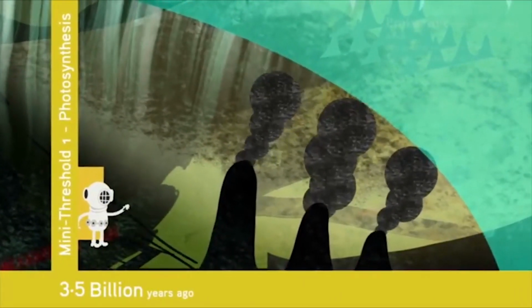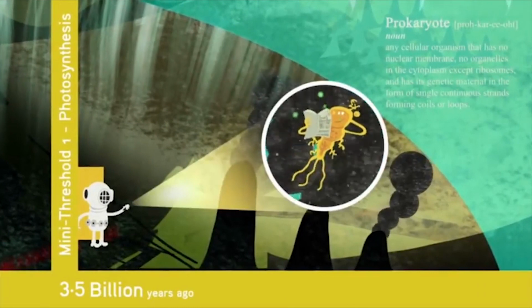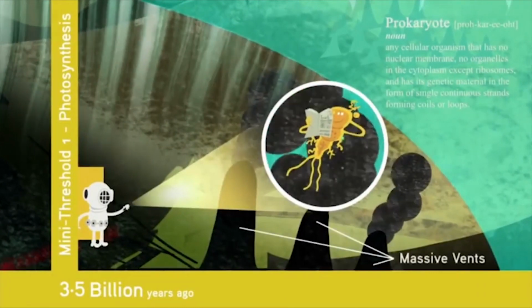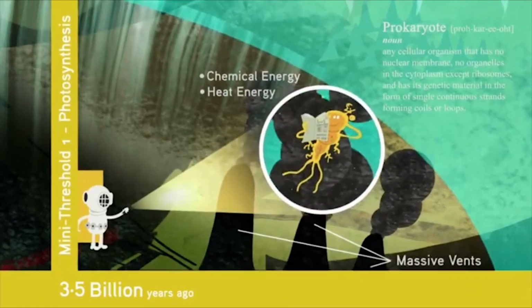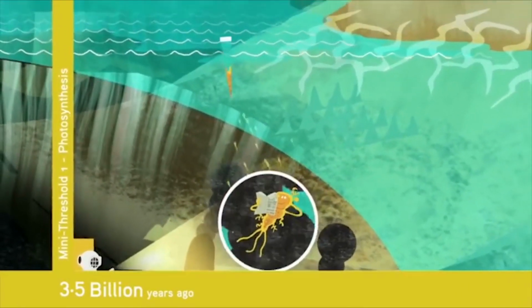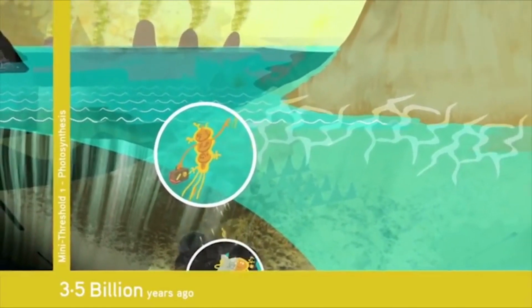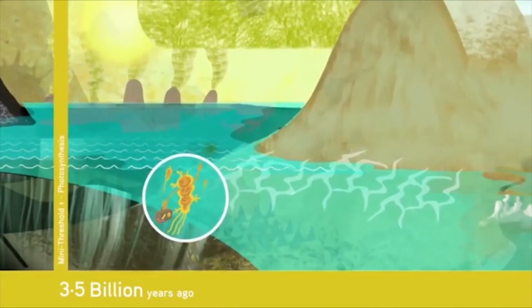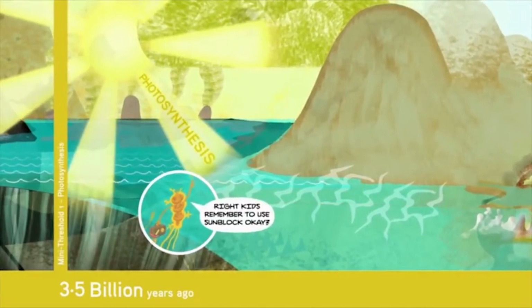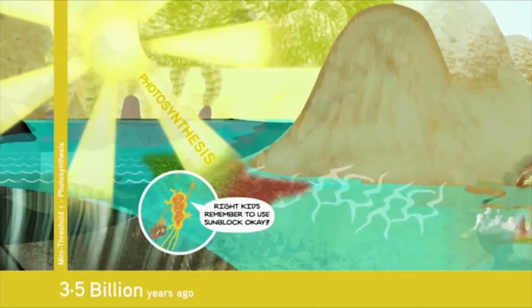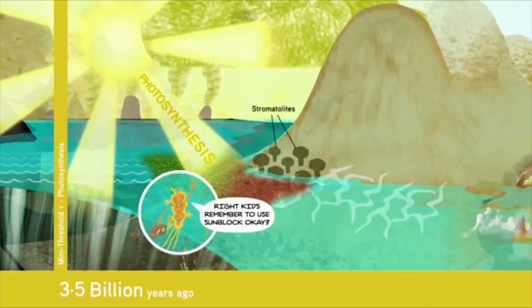It's likely that the first prokaryotes evolved deep in the ocean near massive vents that provided them with chemical and heat energy. About 3.5 billion years ago, some cells migrated to the ocean's surface and evolved to use vastly more abundant energy from the sun. The process they developed to do this is called photosynthesis. It led to an energy bonanza, and that enabled life to spread to many more places.